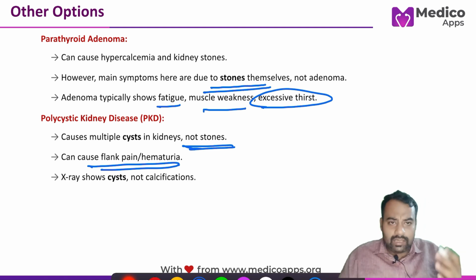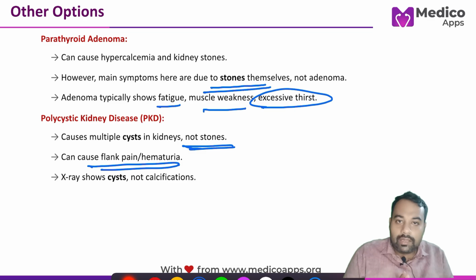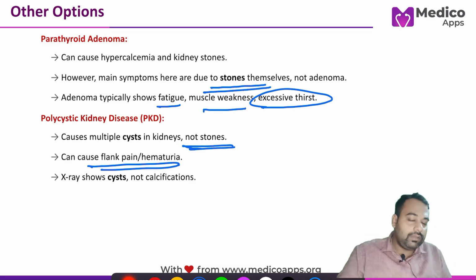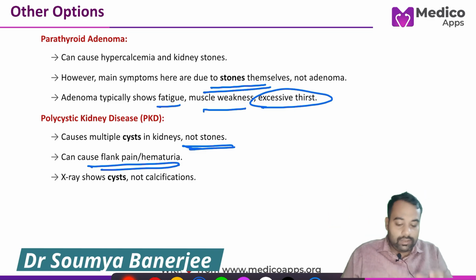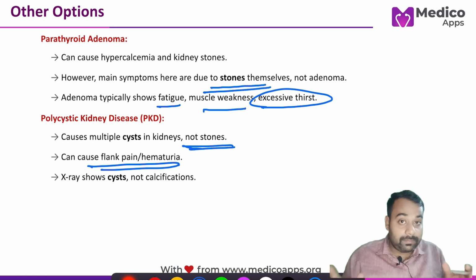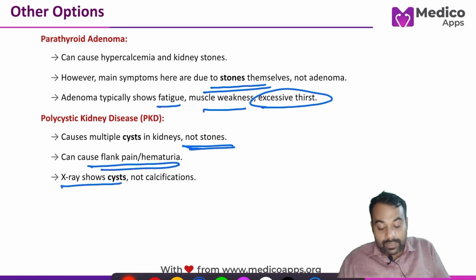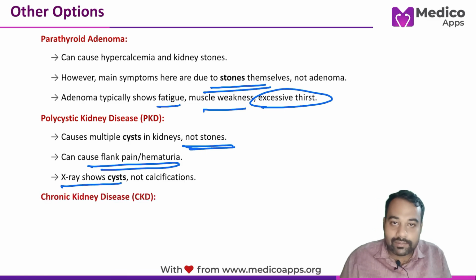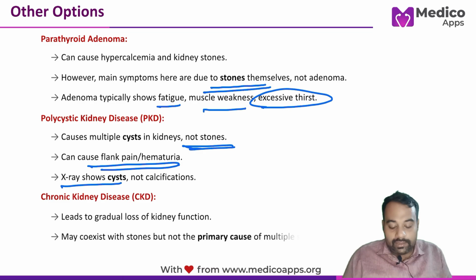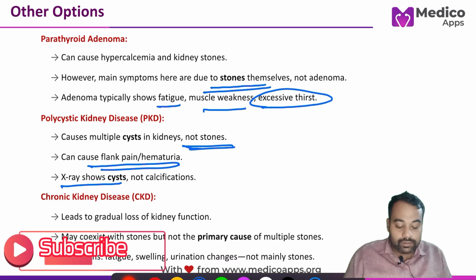Now, typical features. Obviously, you can easily understand the clinical scenario that has been given in this question, and here the presentation is eventually similar to PCNL, except for the X-ray. So your X-ray shows cysts, not calcification, right? And in CKD, there is a gradual loss of kidney function.